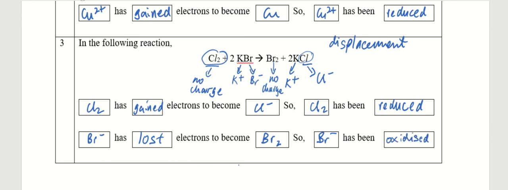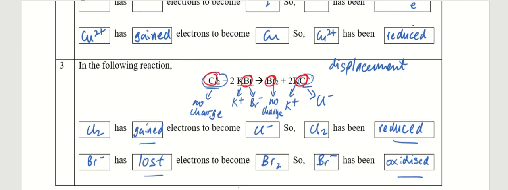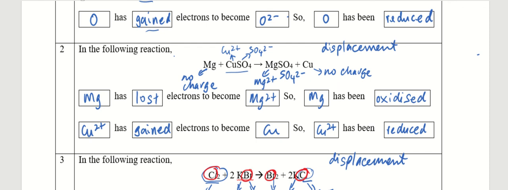So we remember that oxidation is loss of electrons, whereas reduction is a gain in electrons. In order for us to accurately determine whether something has been oxidized or reduced, we need to first of all recognize the charges of the items in the reaction. In this particular case, you can see that we were able to determine the charges of chlorine and bromine and its ions. And in the second example, we were also able to determine the charges of magnesium and copper before and after the reaction.